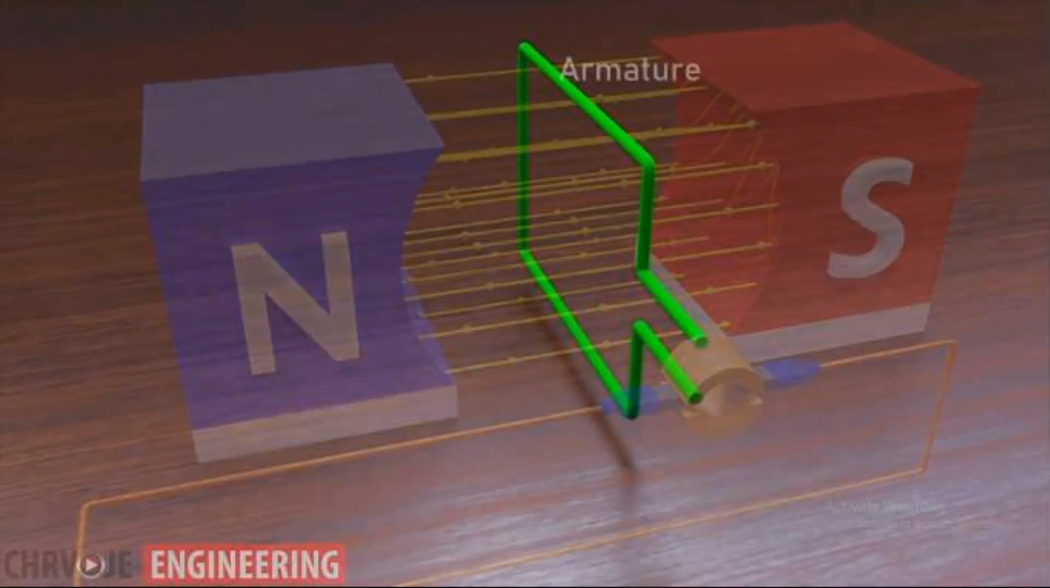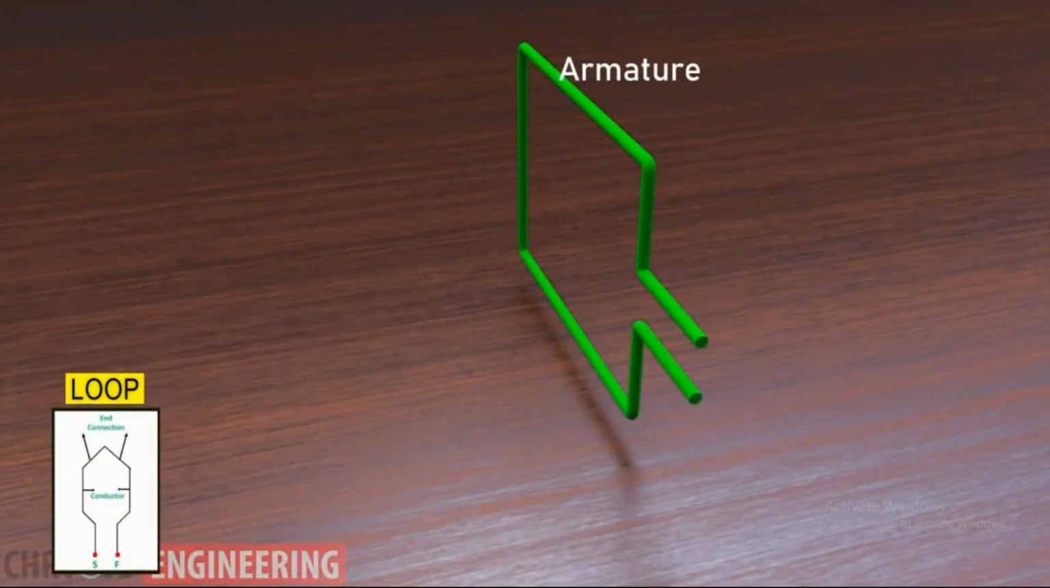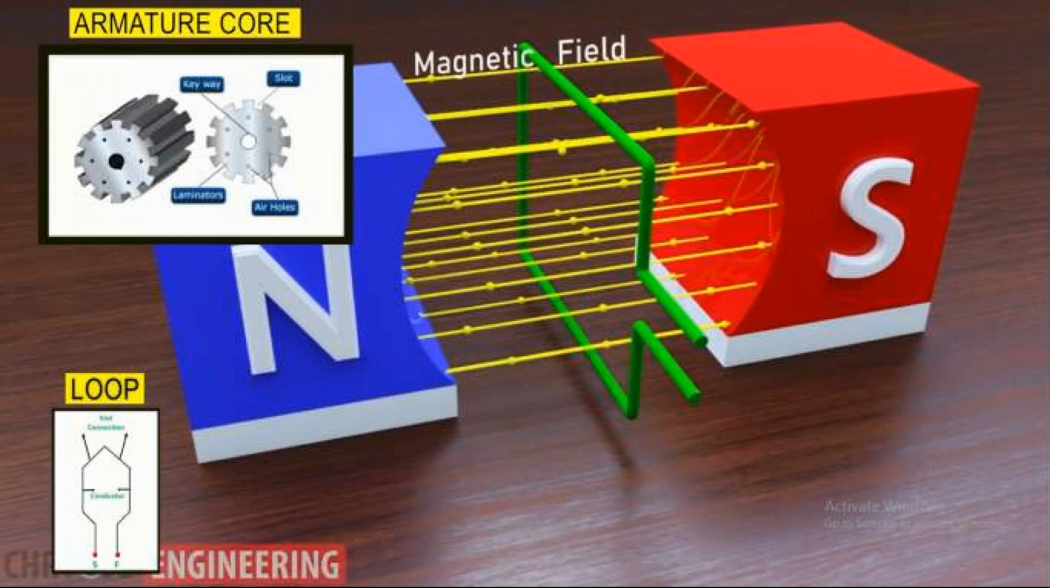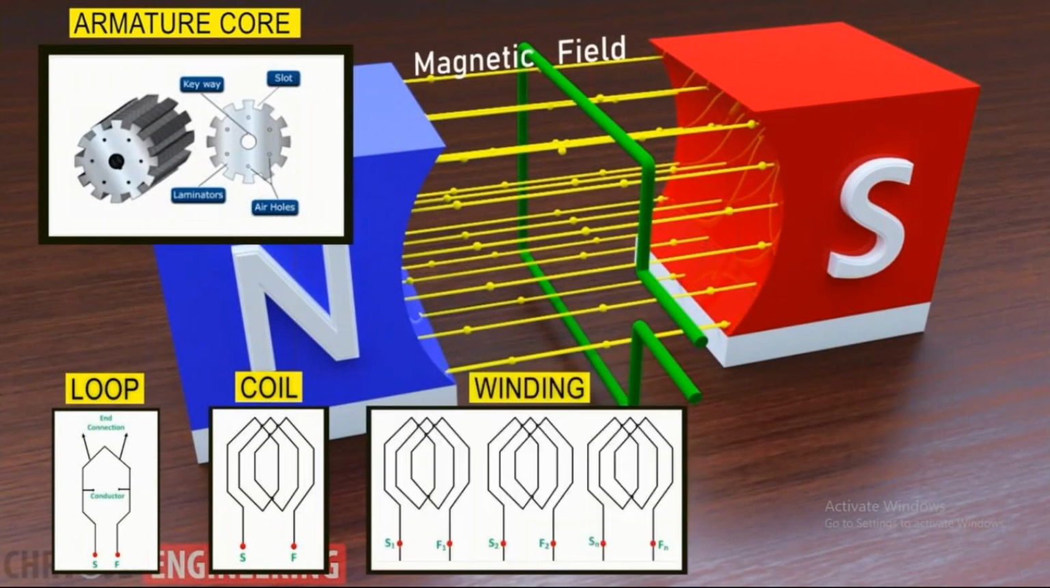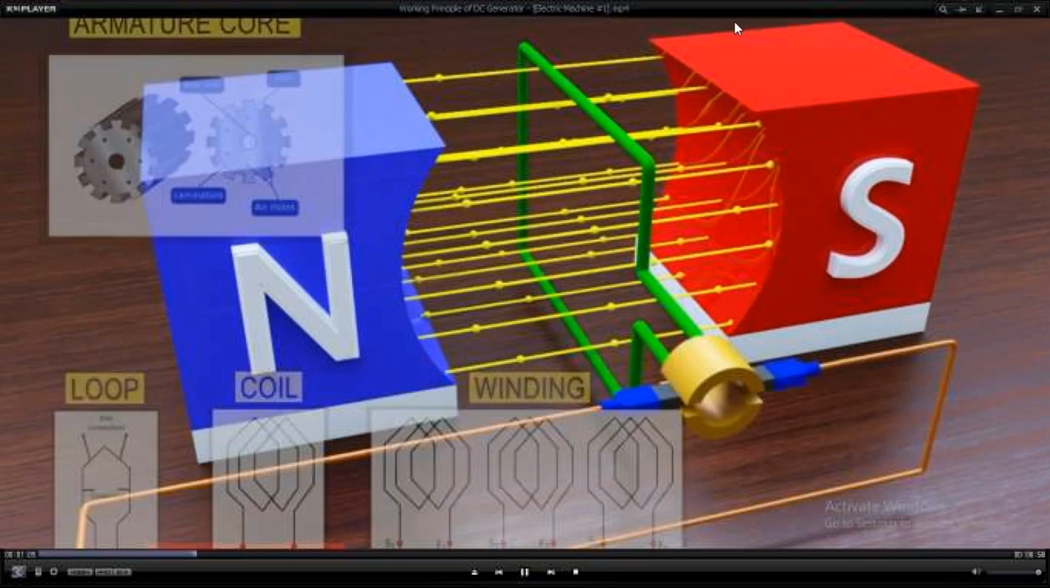is rotated. Armature loops are generally placed in slots of the armature core. The armature coil is formed by connecting several loops in series. Armature winding is formed by connecting several coils in series. The armature loop cuts the magnetic field, due to which an electromotive force, EMF, is induced in it.